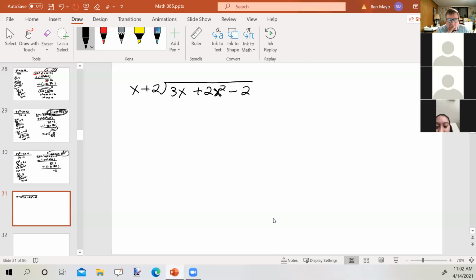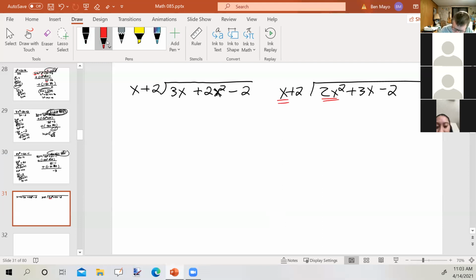There's something wrong with this problem before we start it. The exponents are not in descending order inside. Tricky. So x plus 2 on the outside, 2x squared plus 3x minus 2 on the inside. 2x squared is the leading term, so get it in standard form first. Now we're going to take that divided by that.